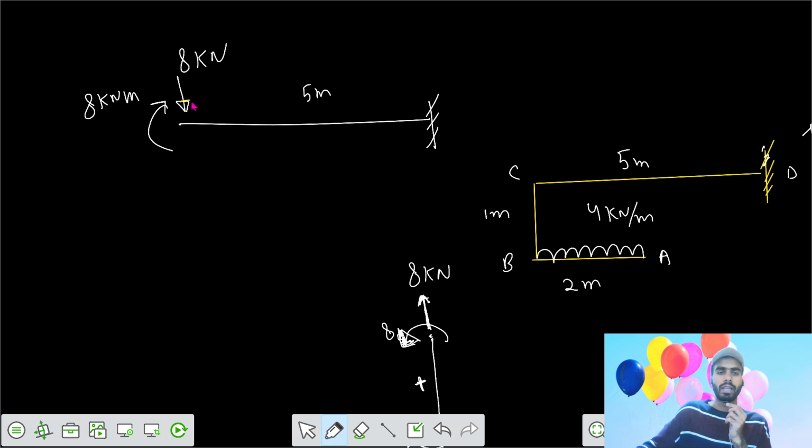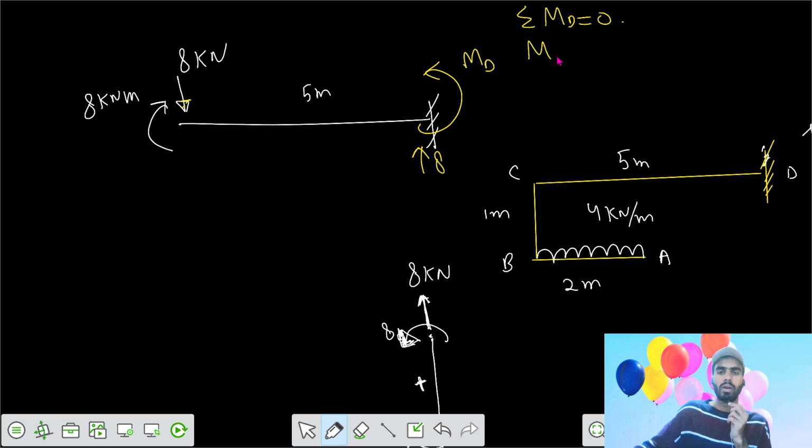We can say that horizontal would be 0, but here the shear force would be 8 kilonewton upwards, and because of these effects, say the moment here is m at d. We can say summation of moments at d equals 0.